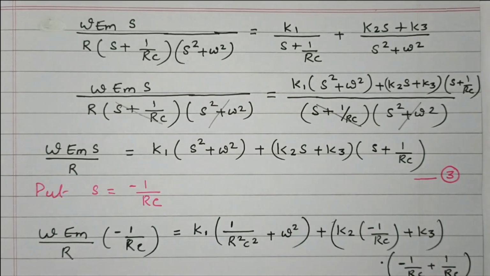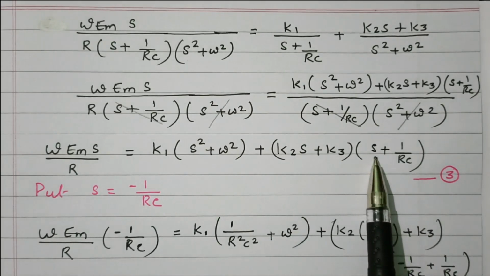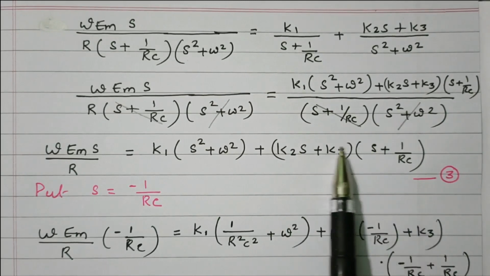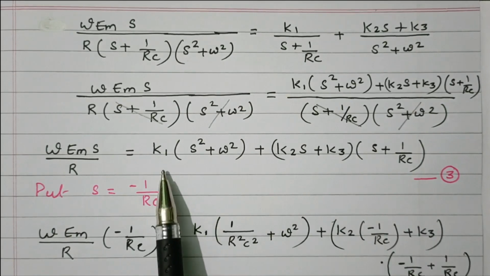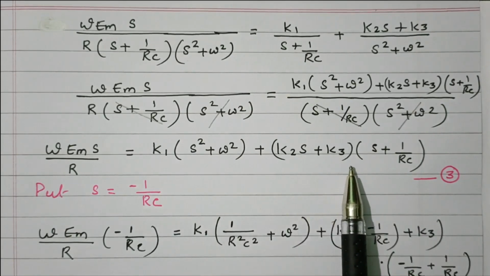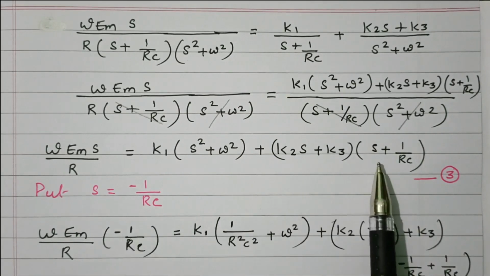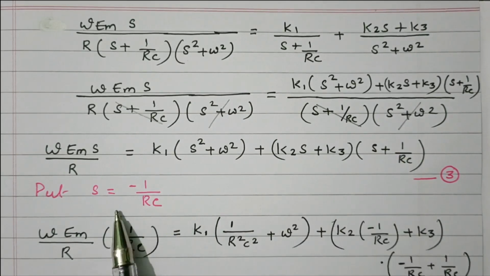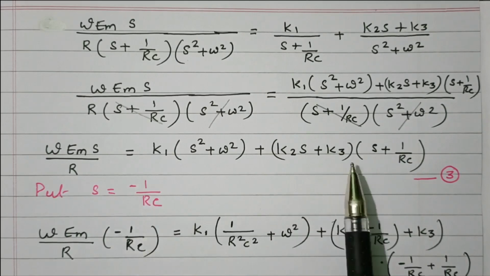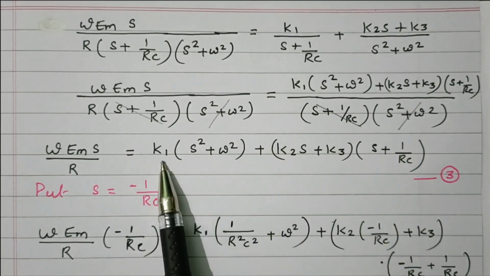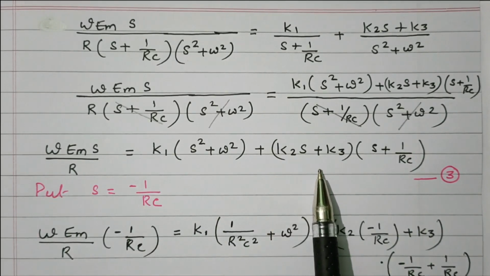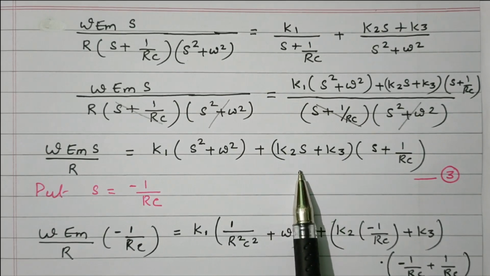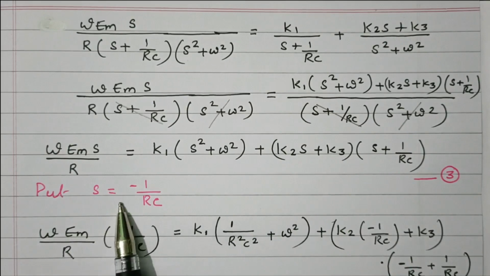If we substitute s equal to minus 1 by RC, this term becomes 0 totally, so we can easily calculate k1. We need to identify the value so that any term becomes 0, and accordingly we substitute. Here s plus 1 by RC is there, so by substituting s equal to minus 1 by RC, this entire term is 0 and we can find k1. Then k2 and k3 can be calculated by equating the coefficients of s square and s. So first we will put s equal to minus 1 by RC in order to find k1.